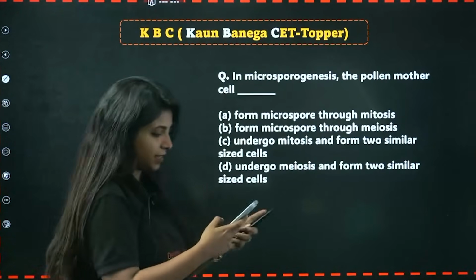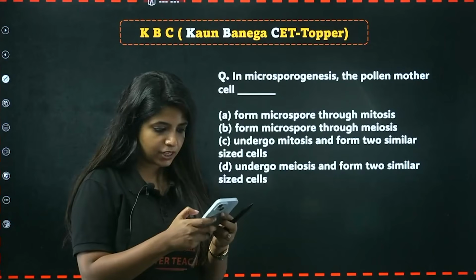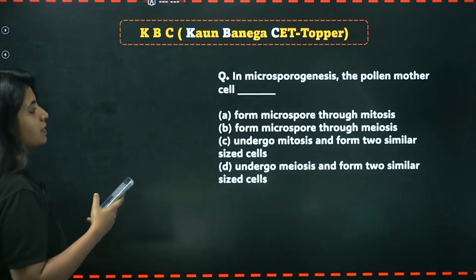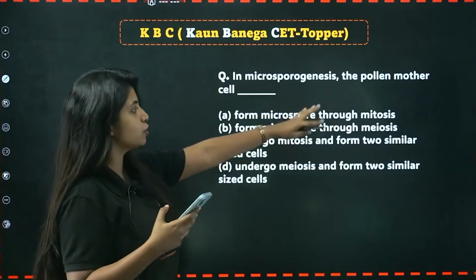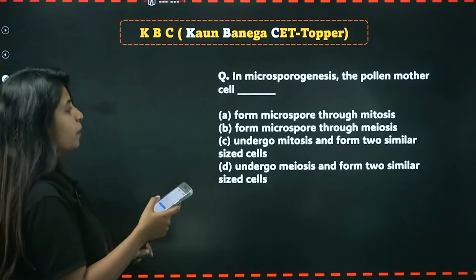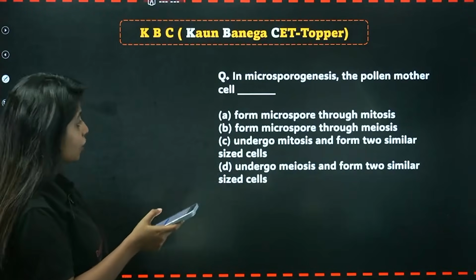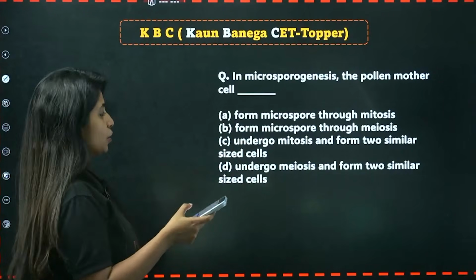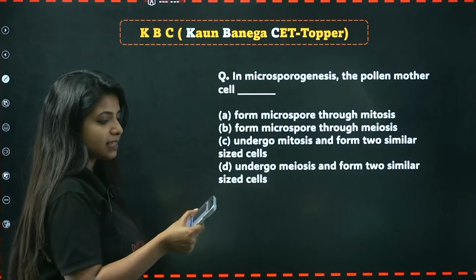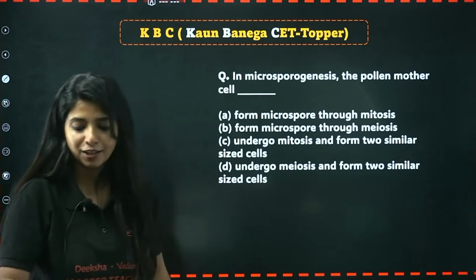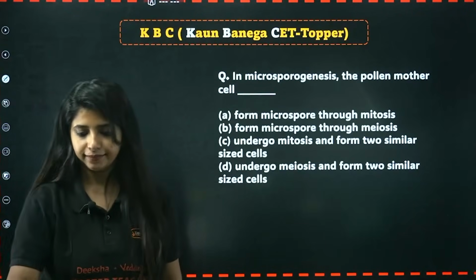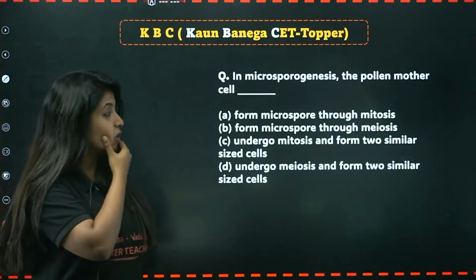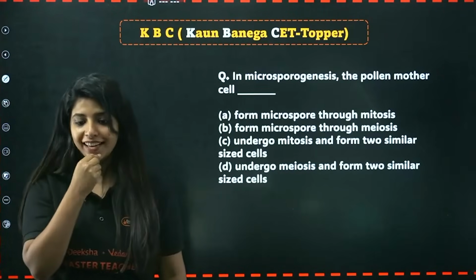So yes, I think we can solve it. Quick question. In microsporogenesis, the pollen mother cell: form microspore through mitosis, form microspore through meiosis, undergo mitosis and form 2 similar size cells, or undergo meiosis and form 2 similar size cells. What do you think is the answer for this? And the timer starts right now. Let's see. It's an easy question, right? This also was a KCET question.